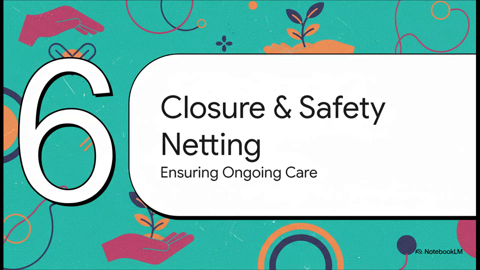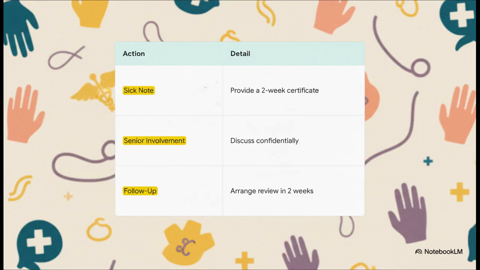Okay, we're moving into our final and absolutely critical section, closure and safety net. How you end this consultation is just as important as how you started it. You want to leave the patient feeling safe, supported, and with a really clear plan in their hands. So here are 3 concrete things you have to do before he leaves. 1. Give him that sick note he came for, but word it discreetly, something like unfit for study for medical reasons. 2. Tell him you'll be discussing his case confidentially, of course, with a senior colleague just to make sure he's getting the absolute best care.